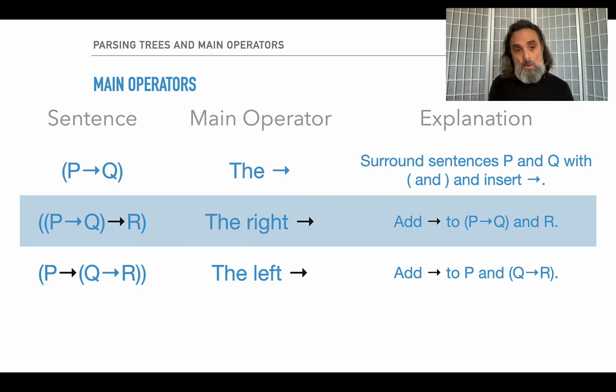On the other hand, with the last sentence, parenthesis P arrow, parenthesis Q arrow R parenthesis, the main operator is the arrow on the left. Again, it's the black arrow. Why is that? Well, because to build that sentence, we took P, which is already a sentence, and we took parenthesis Q arrow R parenthesis, which is also already a sentence, and we added to those things that are already sentences that conditional, that arrow sign, to build what we're looking at. So the main operator is that left arrow because that's what we added to other stuff to build what we're looking at.